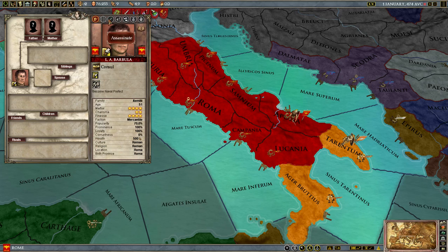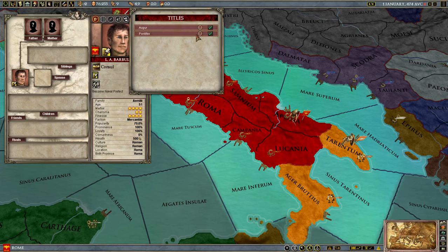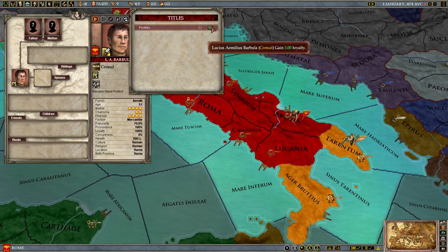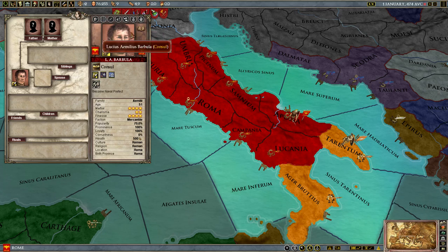In addition, you have several buttons up here. You cannot imprison the ruler. It is not possible to assassinate your own ruler, like many of these things. But hey, you can grant him a title. Make him the augur, and make him pontifex. Good stuff. And then you can see his titles appear here. Against others, you will, of course, have this option, but it's sort of hand-tied against your ruler.